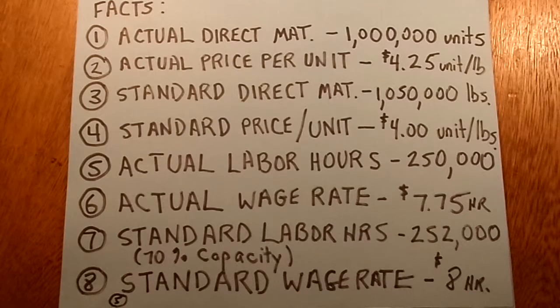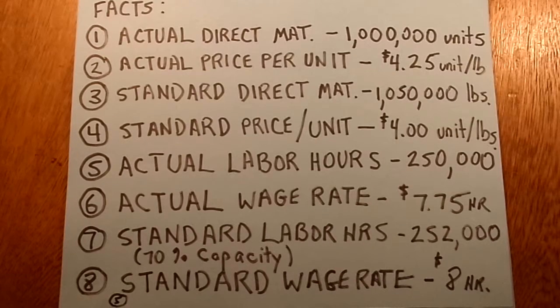Actual labor hours are 250,000 labor hours. Actual wage rate is $7.75 an hour. Standard labor hours are 252,000 hours. That's at a 70% capacity. And if you look at the book will show you other capacities, 80%, 100%, and you'll see that this problem calls for 70% of capacity.